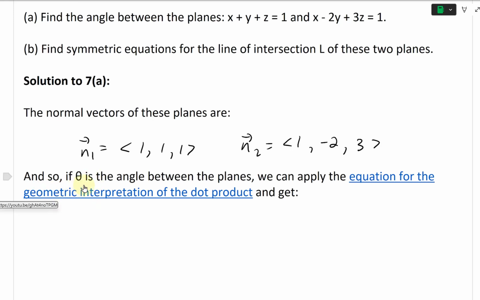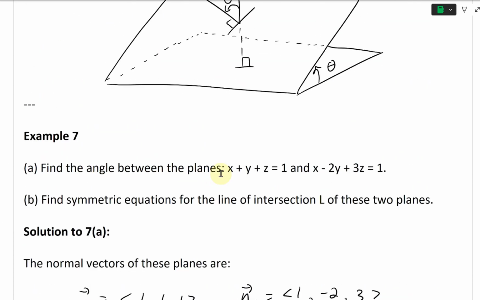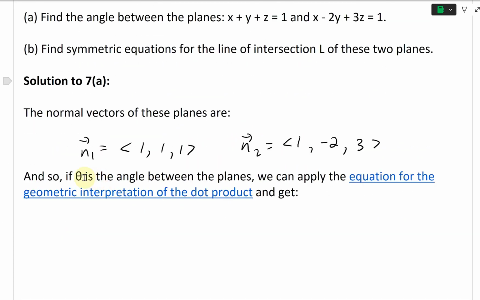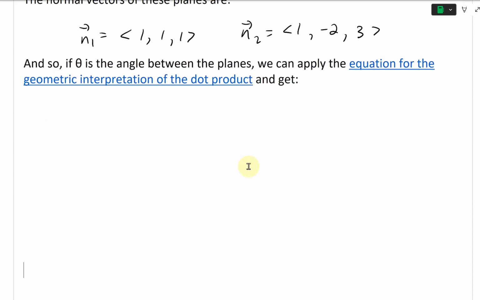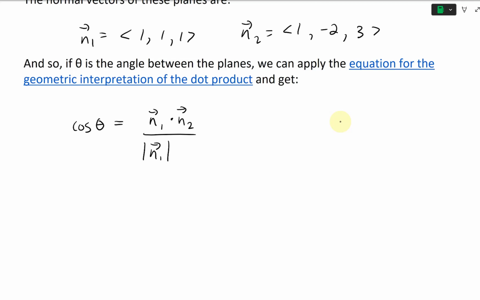Alright, so if theta is the angle between the planes, we can apply the equation for the geometric interpretation of the dot product and get the following equation. The angle between the planes is just the angle between these direction vectors. If we recall from my earlier video, the geometric interpretation of the dot product is that cosine theta, the angle between the two vectors, is equal to the dot product of the two vectors divided by the lengths of each one multiplied by each other.